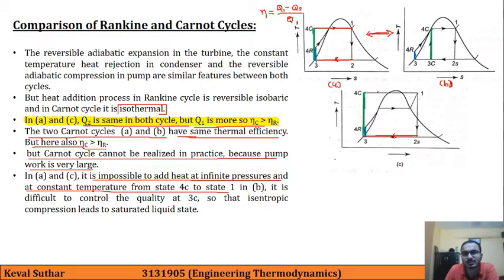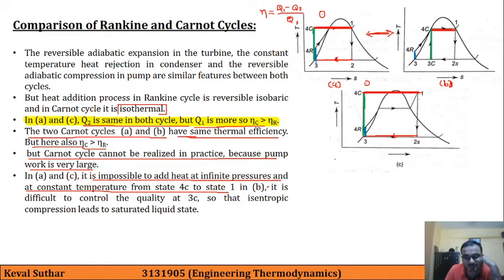That is, in A and C, this constant pressure heat addition is very difficult. That is this red highlighted heat addition process. And if you see in this figure, it is still possible because this is purely a phase change process which is happening at constant temperature. But in case of this case and this case, the heat addition is happening at infinite pressures and at constant temperature, which is impossible.